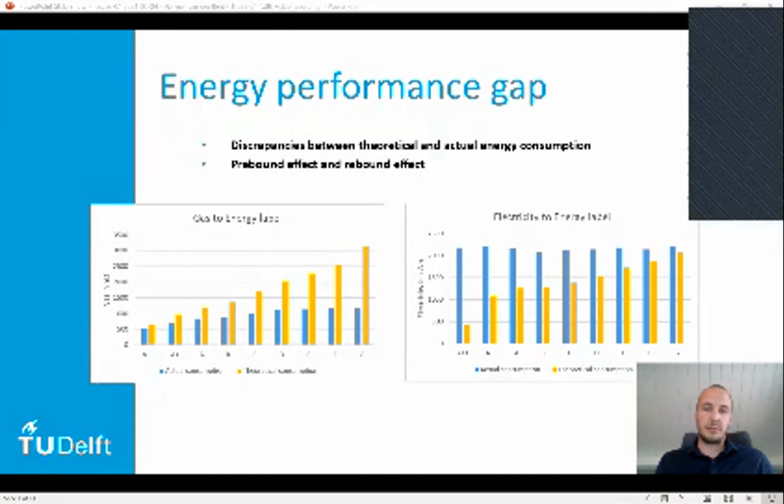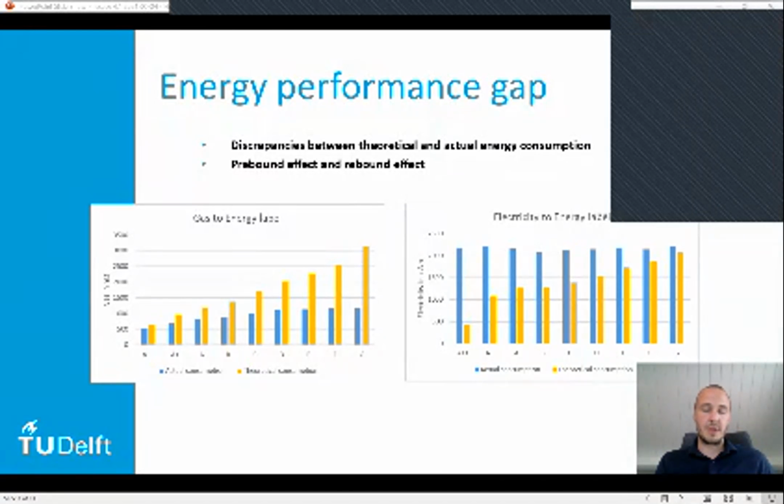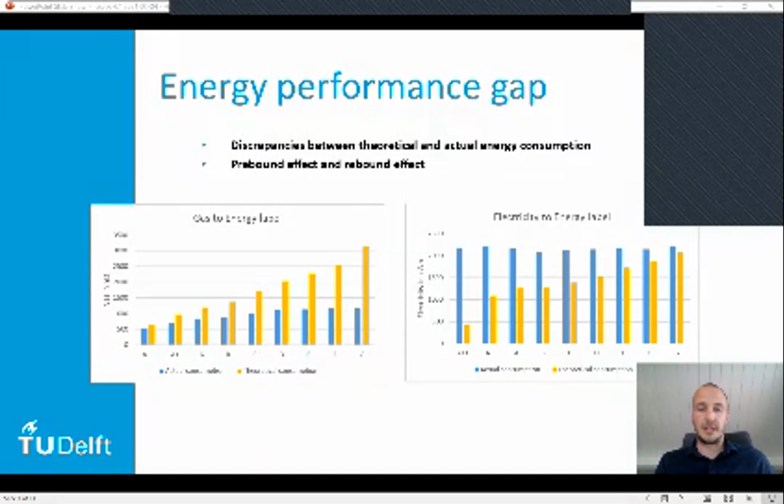We see a yellow declining line with improving energy labels, but the actual energy consumption is higher and almost consistent through the energy labels. And this includes the consumption for appliances, which is not in the yellow bars. The yellow bars are the building-related electricity consumption. It's a declining line, and we don't see it in the actual energy consumption.